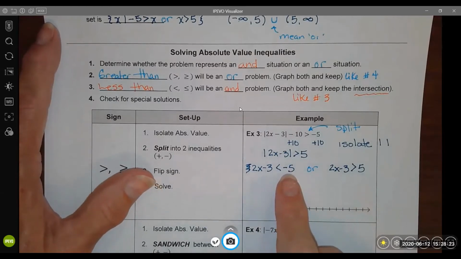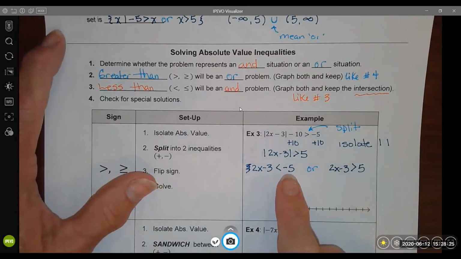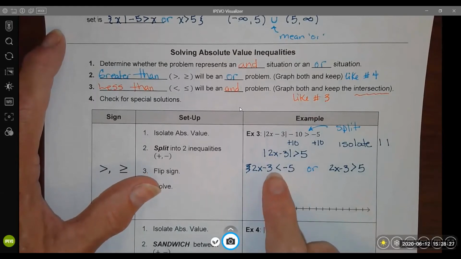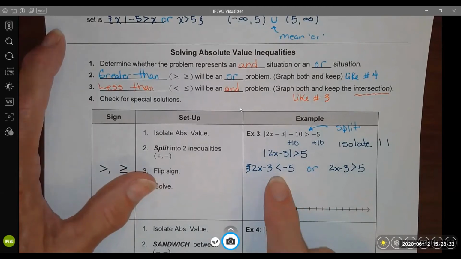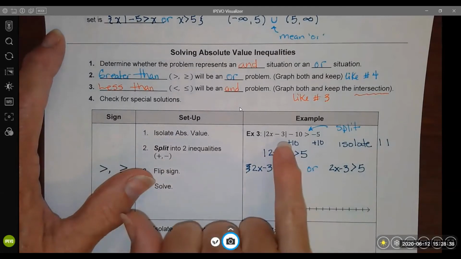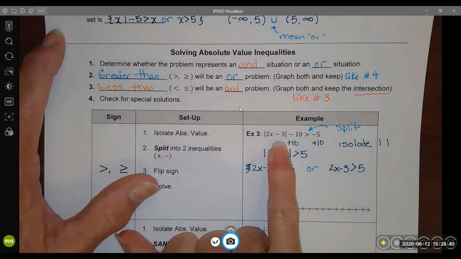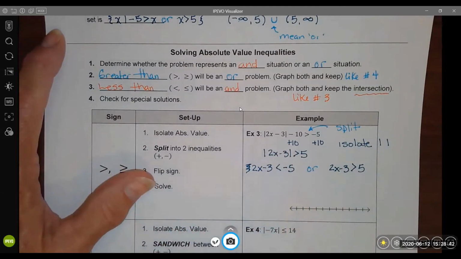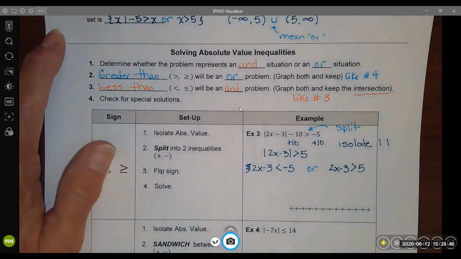Notice when I have the negative distance away from 0, I want things that are smaller than that because I want them to be greater than 5 away. And so I end up adding a negative and flipping my sign. Don't think you need to worry about that. I think if you just think about what inside has to be more than 5 units in either the negative or positive direction, you'll figure it out.